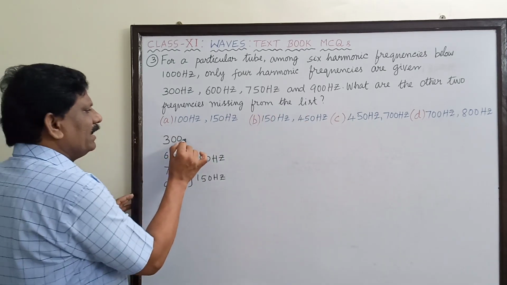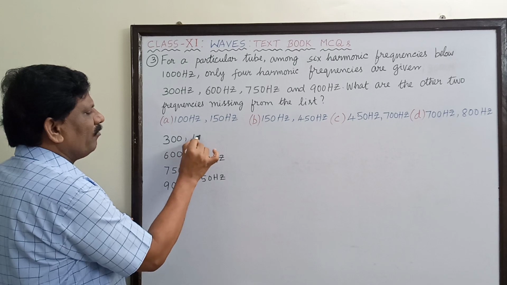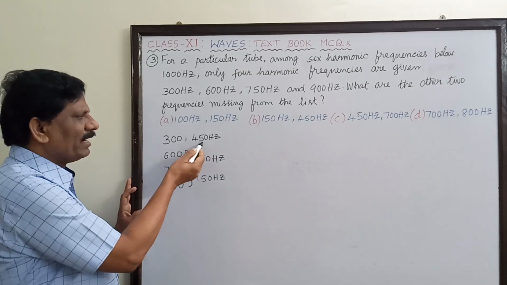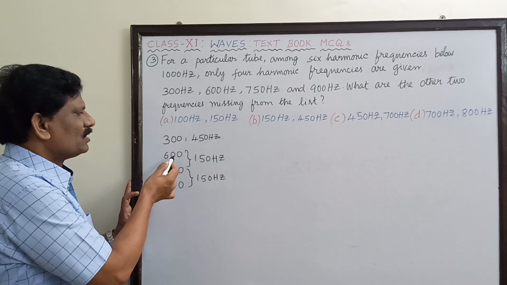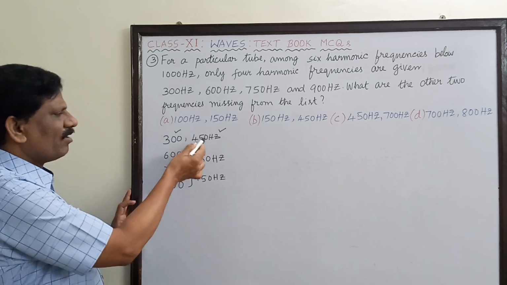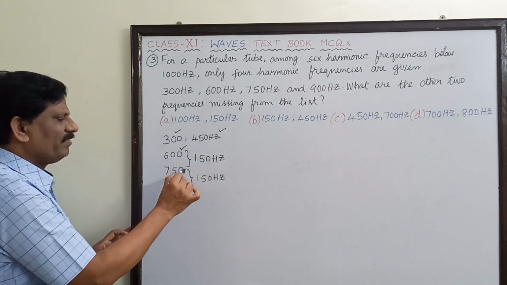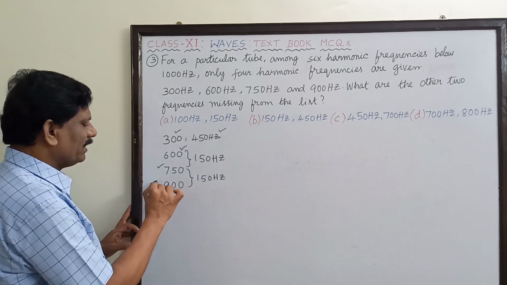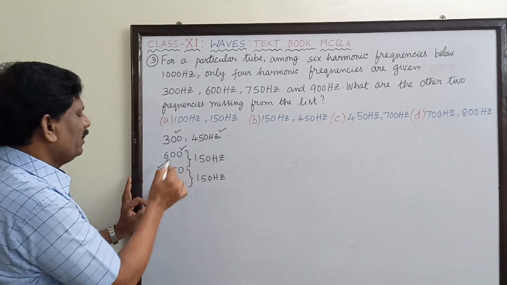So now what is 300 plus 150? It must be equal to 450 Hertz. This is the missing harmonic. Then 450 plus 150, if you add, what is coming? 600. Is it not? So 300 Hertz, next must be 450 Hertz, which is missing. 450 plus 150 is 600 Hertz, this is available. Then 600 plus 150 is 750, 750 is also heard. 750 plus 150 is what? 900. Is it not? Now 1, 2, 3, 4, 5.